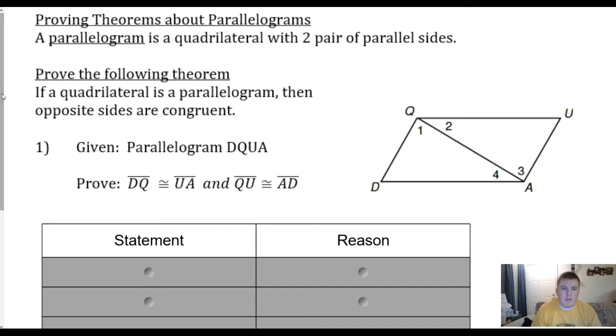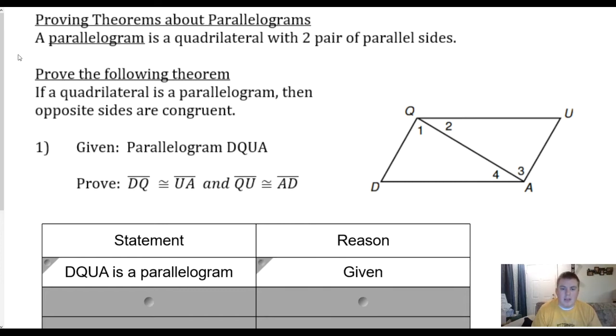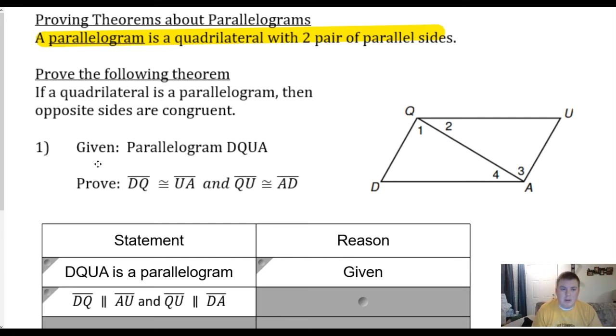So just like we've done with many of our proofs, our first statement is going to be what we were given. And that's that DQUA is a parallelogram because, of course, the reason is given. So what we need to think about is what it means to be a parallelogram. At this point, the only thing that we know about parallelograms is it is a quadrilateral with two pairs of parallel sides. That's what we have right up here at the top. That's the only thing that we know right now that we can use in our proofs when it comes to parallelograms. So since that is the only thing I know, that is actually going to be what I start with.